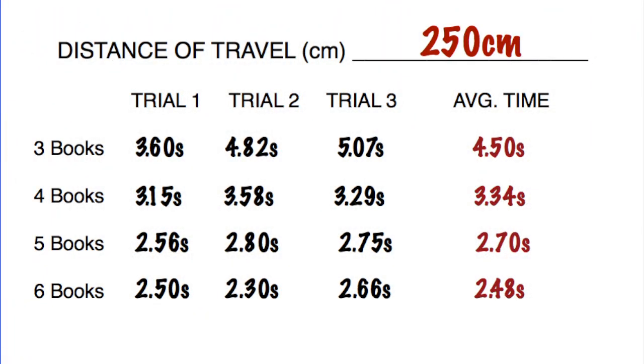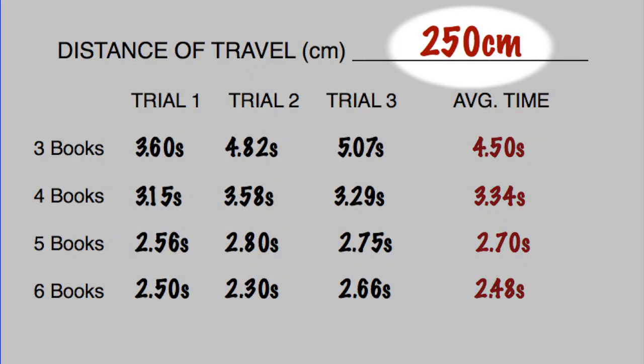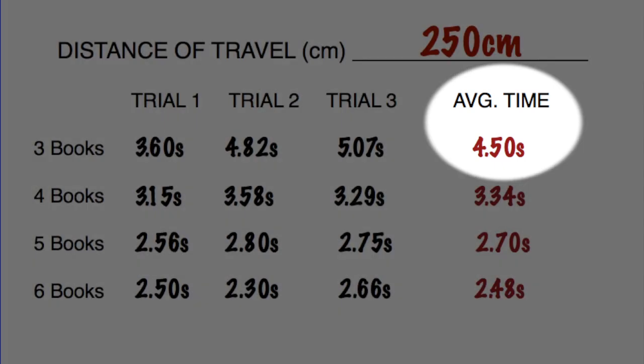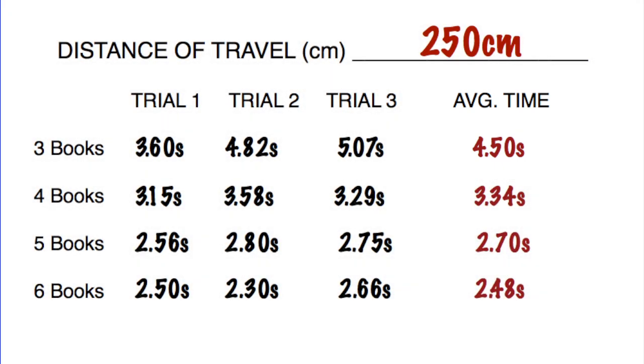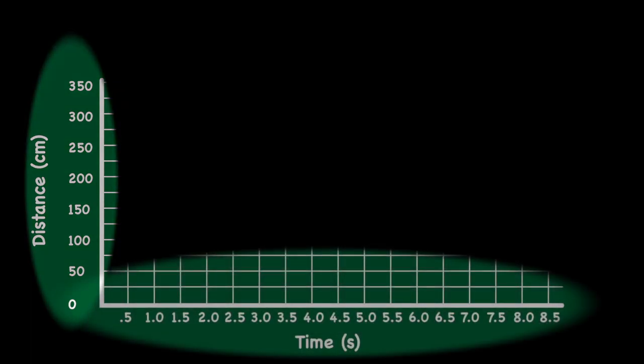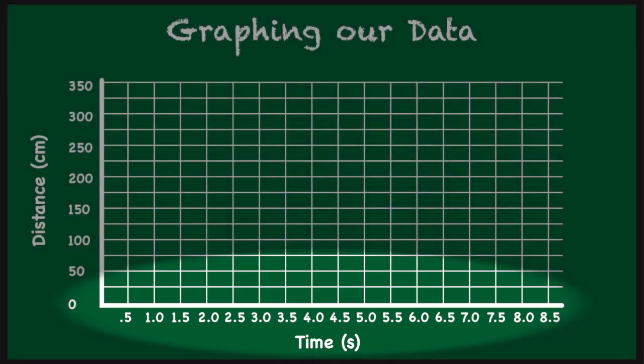Okay. Each point on our graph will require 2 pieces of data, our distance, which was 250 centimeters, and then our average time for each book height. For example, 4.50 seconds for 3 book heights. When developing our graph, we want to make sure on our y-axis we have our distance and on our x-axis we put our time.